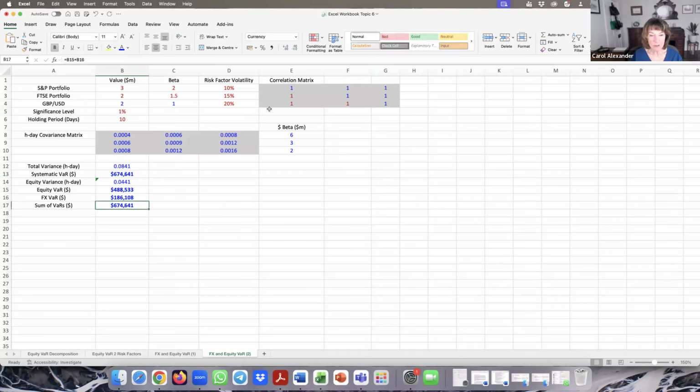Sum of the vars doesn't change with the correlation. Well, it does change actually with the correlation between the equity. That will affect it. If I just undo it and now redo. So you can see that when I change that correlation, it does change the equity var, but it doesn't affect the foreign exchange var. And the foreign exchange var is not affected. That's the standalone var. It's the systematic var that is affected because there's only one foreign exchange risk factor here.